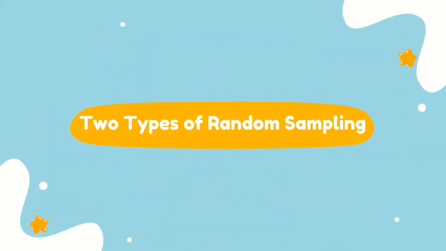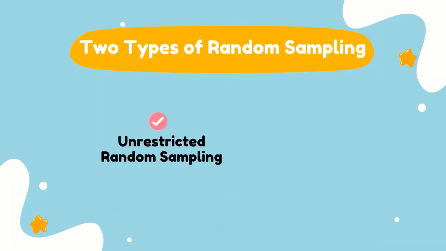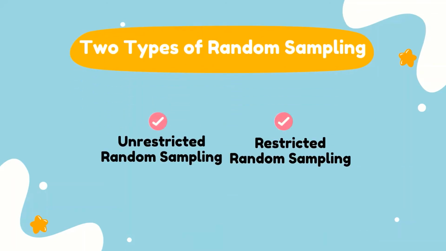There are two types of random sampling: unrestricted and restricted random sampling. But in this video, we'll only talk about unrestricted sampling. We'll have a separate video for the restricted ones.